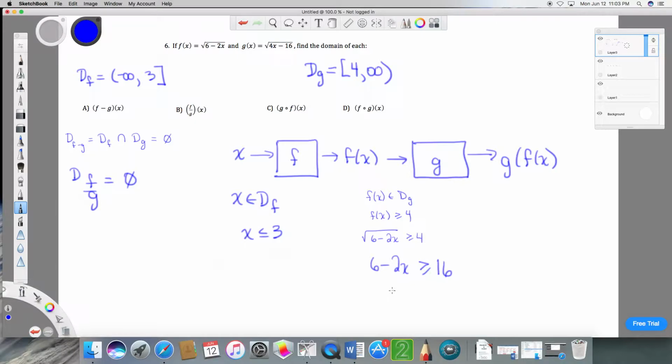So now this becomes easy to solve for x, because I subtract 6 from both sides, and then I divide by a negative 2. So these have to be true at the same time. X has to be less than or equal to positive 3, and at the same time less than or equal to negative 5. Well, for those both to be true, x has to be less than or equal to negative 5. So I believe that the domain of g composed with f is from negative infinity to negative 5, including that endpoint.